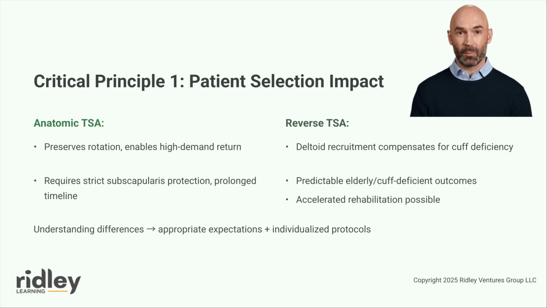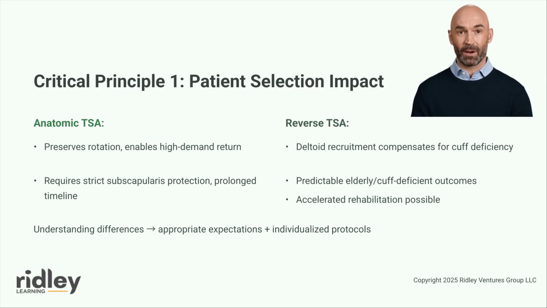Let's review several critical principles that emerge from the contemporary evidence base and warrant emphasis as you apply the knowledge gained from this course to your clinical practice. First, patient selection and surgical decision-making. The choice between anatomic and reverse arthroplasty profoundly influences rehabilitation planning, expected outcomes, and complication profiles. Anatomic arthroplasty preserves rotational motion and enables return to high-demand activities in younger patients with intact rotator cuffs, but requires strict subscapularis protection and prolonged rehabilitation timelines.